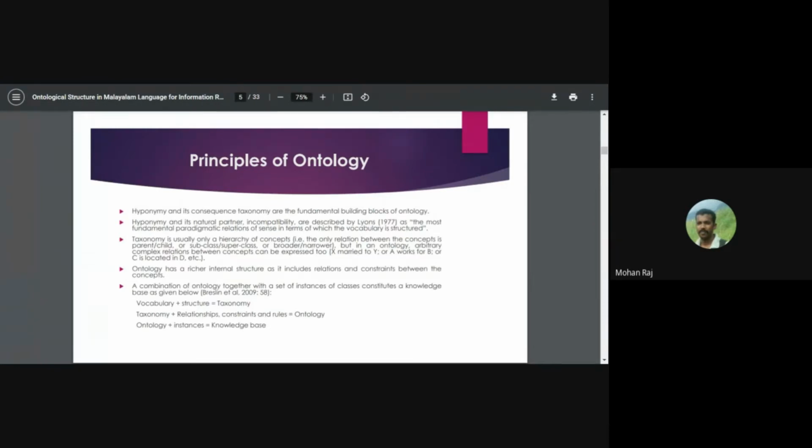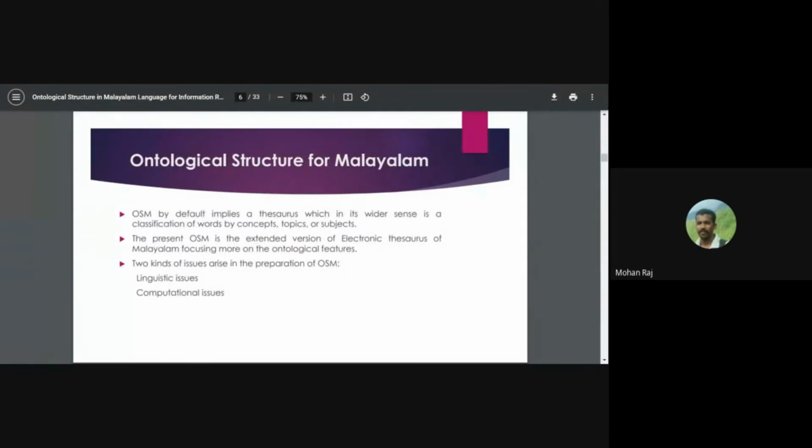The combination of ontology together with a set of instances of classes constitutes a knowledge base, as given below. It's a vocabulary plus structure is a taxonomy, and taxonomy plus relationships, constraints, and rules is equal to ontology. Ontology plus instances is equal to knowledge base. Then another one, going to ontological structure for Malayalam.